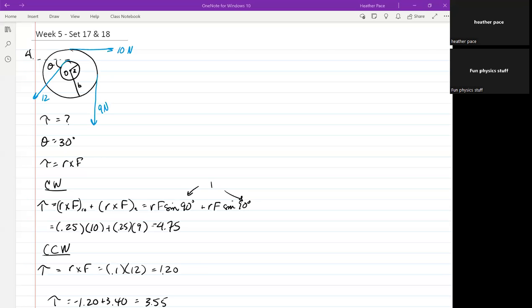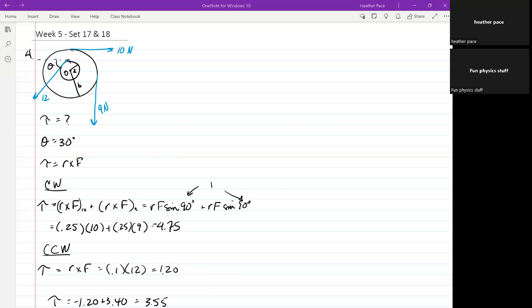Okay, so problem 4: find the net torque on the wheel in the figure below about the axis through O perpendicular to the page. Taking A equals 10 centimeters, so the radius of the inner circle is 10.0 centimeters or 0.1 meters, and B, the radius of the whole circle, is 0.25 meters.